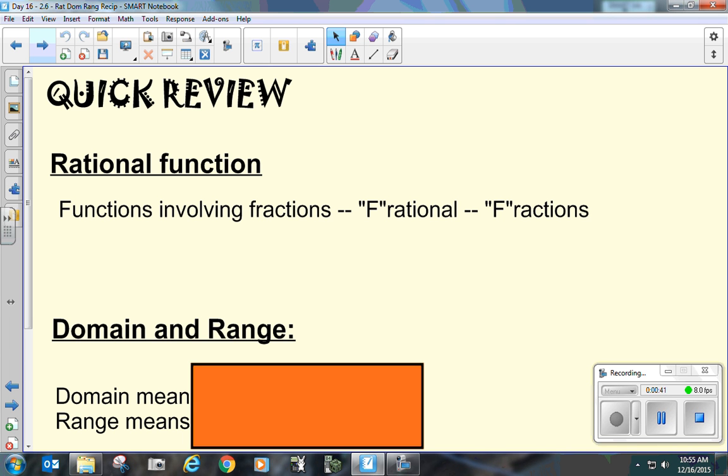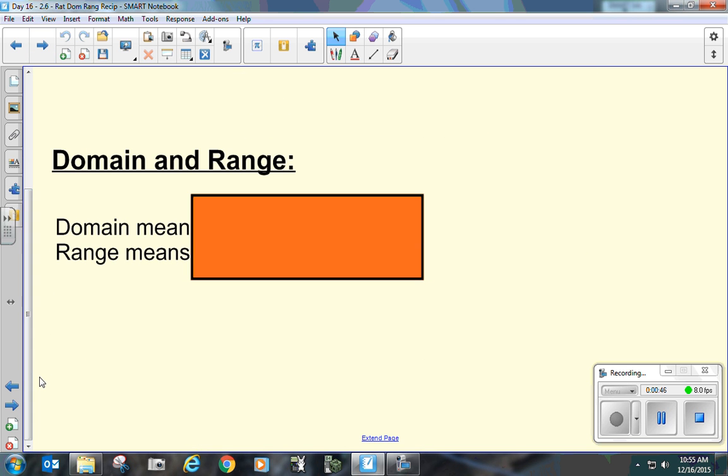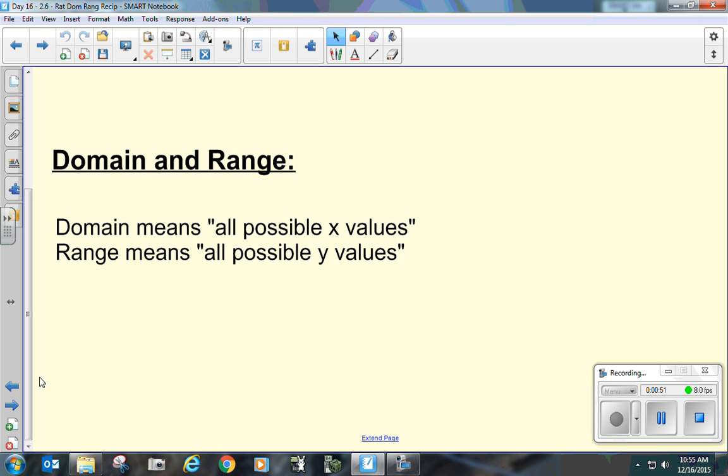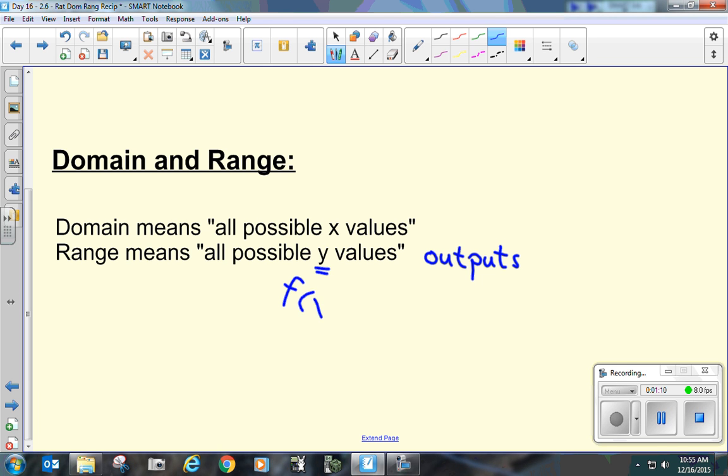And what about domain and range? What do they mean? Domain is what? And range is? You got it. Don't forget, we can also refer to the range as all possible outputs. But also, because in PreCalculus, especially calc, sometimes they say y equals, sometimes they say f of x equals. So it could be all values for f of x. Same deal applies. Right?